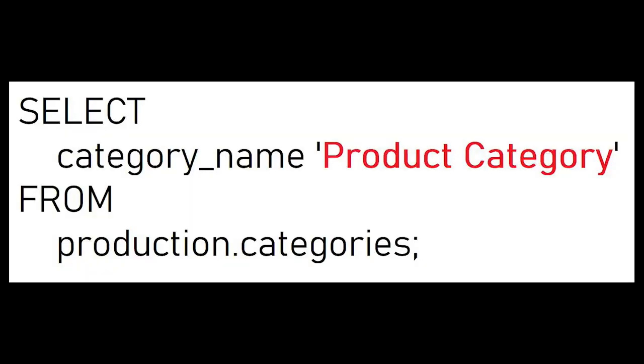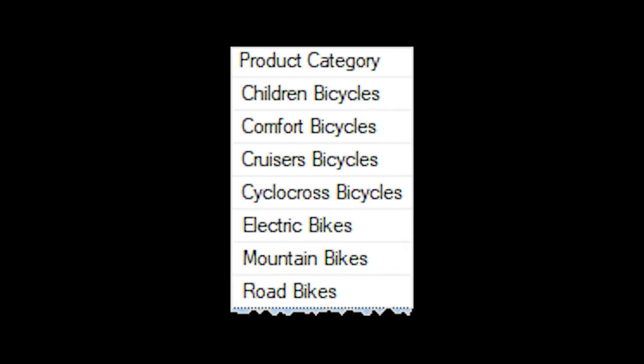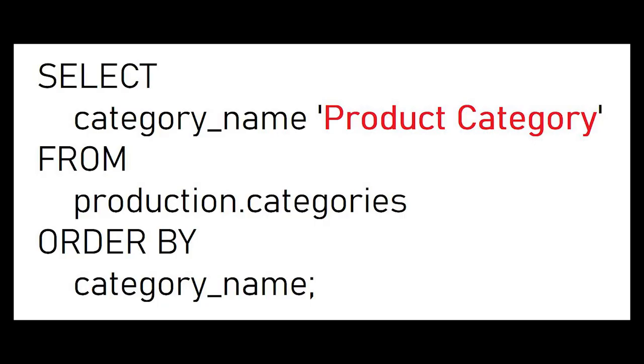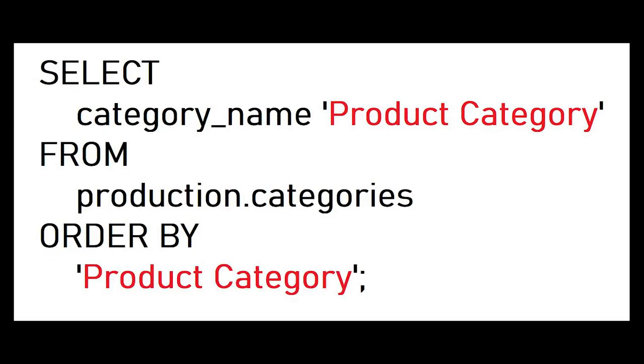The following example shows how to assign an alias to a column. In this example, the product category column alias is much more clear than the category name column name. When you assign a column an alias, you can use either the column name or the column alias in the order by clause as shown in the following example. Note that the order by clause is the very last clause to be processed, therefore the column aliases are known at the time of sorting.